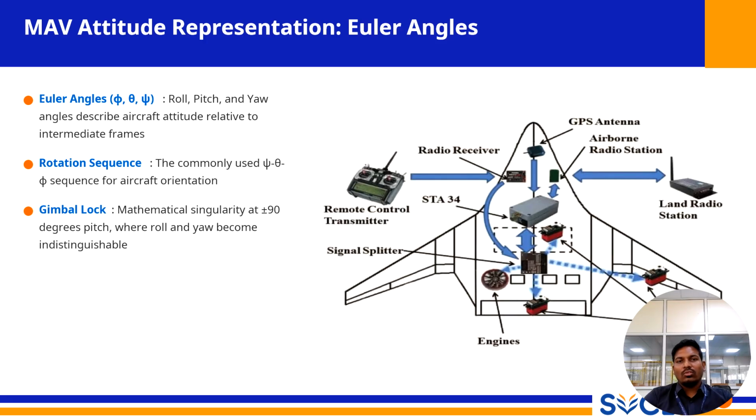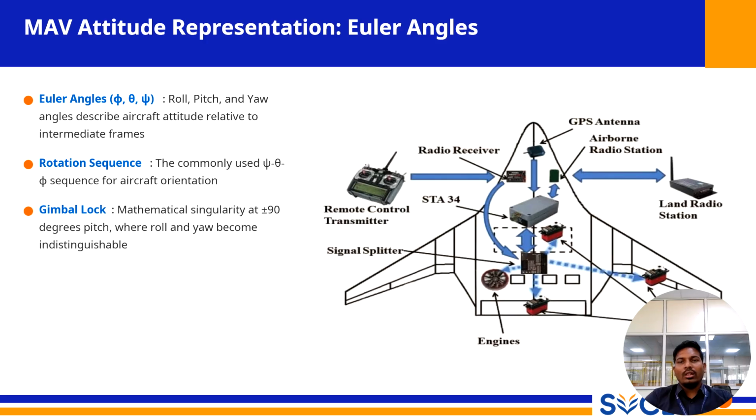Let's define these intuitively. The roll angle, represented by phi, describes the rotation around the MAV's longitudinal axis, the line running from its nose to its tail. This is the motion you would see as the wings bank left or right. The pitch angle theta is the rotation around the lateral axis, which runs from wingtip to wingtip. This corresponds to the nose of the aircraft tilting up or down.